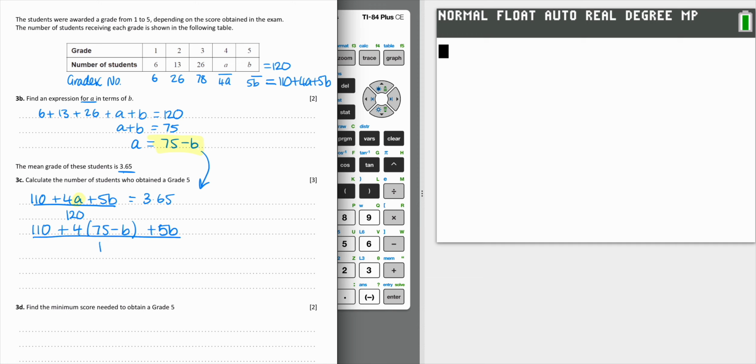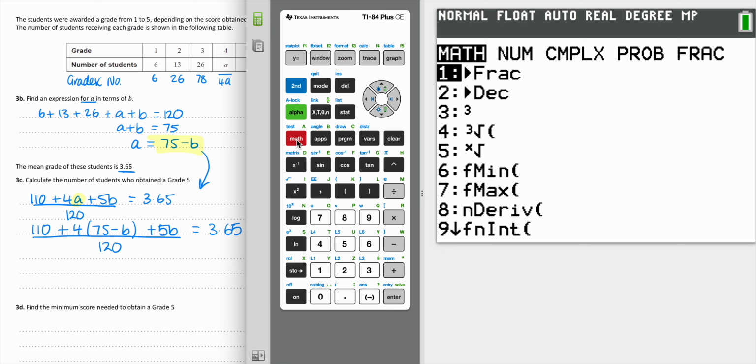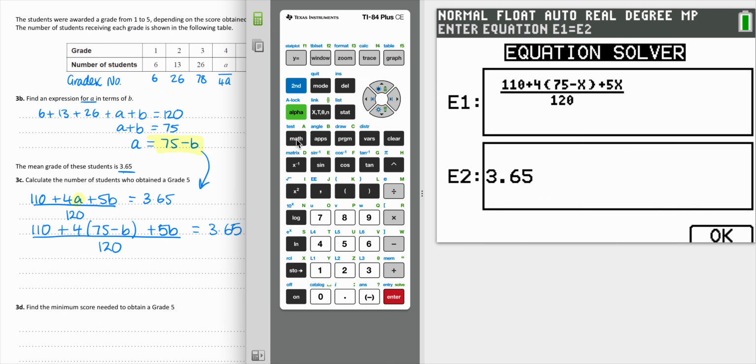So I have 110 plus 4 times (75 minus B) plus 5B, and when I divide that by 120, that equals 3.65. Now, you don't need to solve that by hand. You can if you want to. Instead, we can just type that straight into our numeric solver on the GDC. There's no squared terms in there, so we can use the numeric solver and find what that B value is. And on your GDC, you would type that as an x, not a B. So we would go to our calculator, math, up arrow, numeric solver. And you can see here I've typed in that equation and it's equal to 3.65.